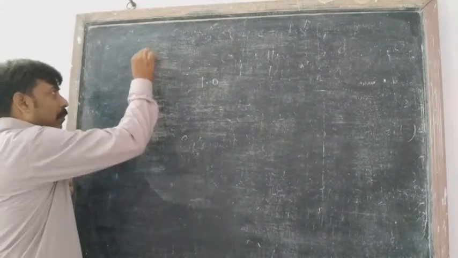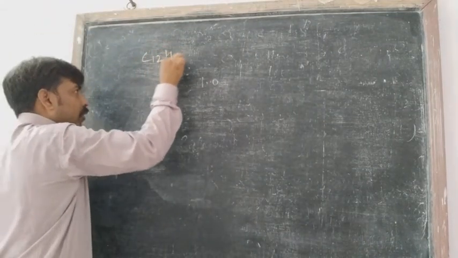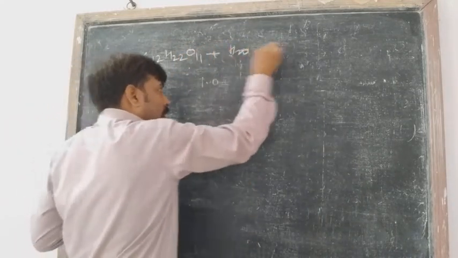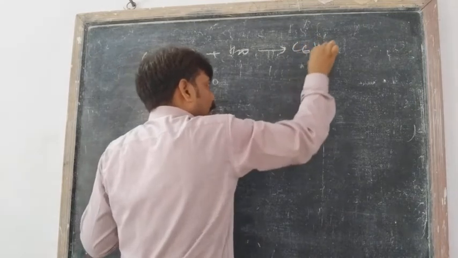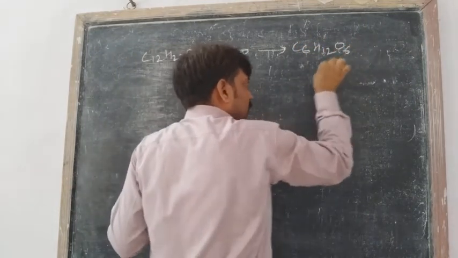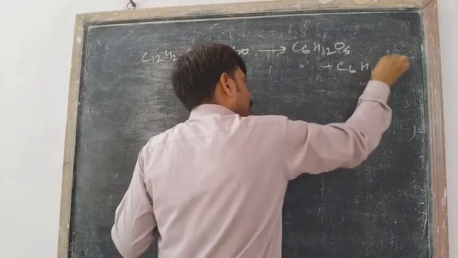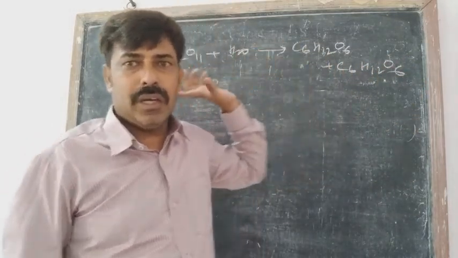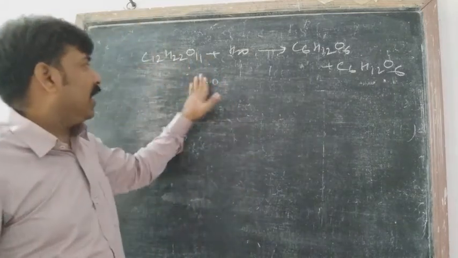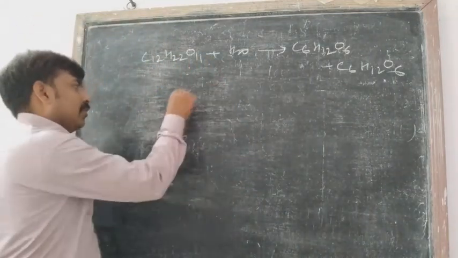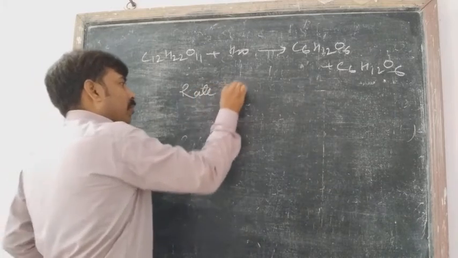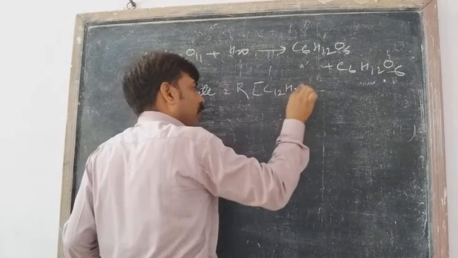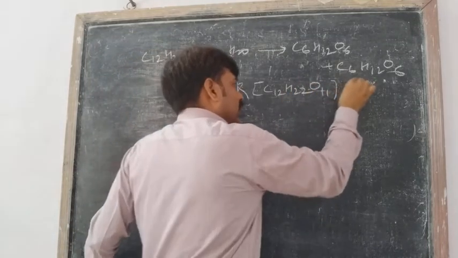When you see an example, C12H22O11, that is sucrose, when treated with water, forms C6H12O6 plus C6H12O6. That means 1 mole of glucose and 1 mole of fructose. Both are isomers of each other. So here in this reaction, when you write the rate law, then it is rate equal to K concentration of C12H22O11 and concentration of water.